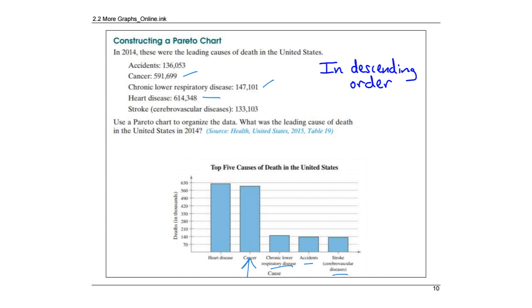Okay, so with a Pareto, the largest bar chart always goes first, and then the ranking is you go down the line.